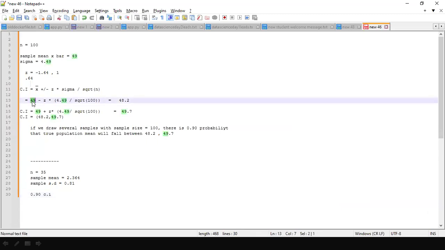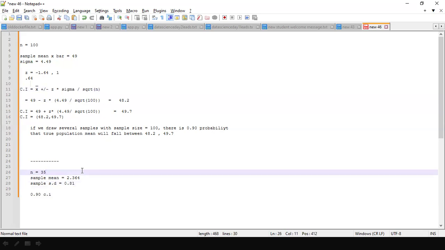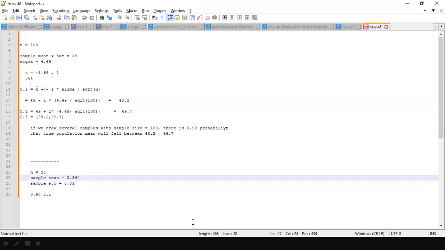Same thing here. Here you plug in the sample mean 2.364 minus Z, which is minus 1.64, times the sample standard deviation divided by the square root of n. Here we don't have the population standard deviation, so you can use the sample standard deviation itself: 0.81 divided by the square root of n, which is 35. So what value are you getting?